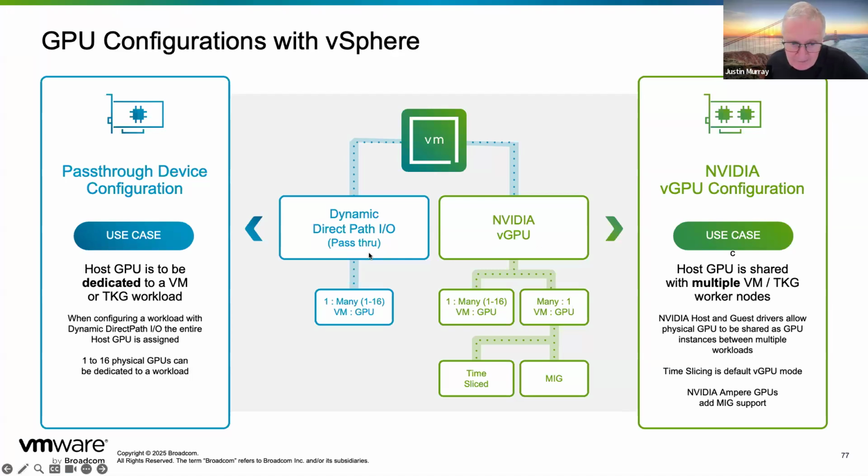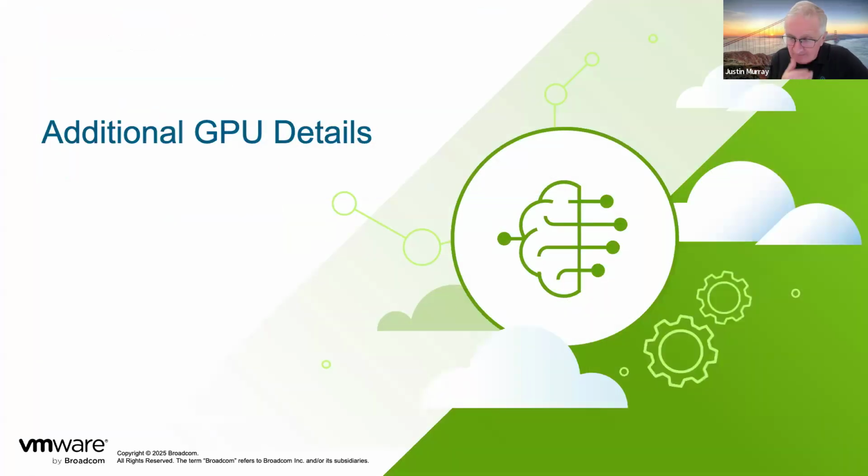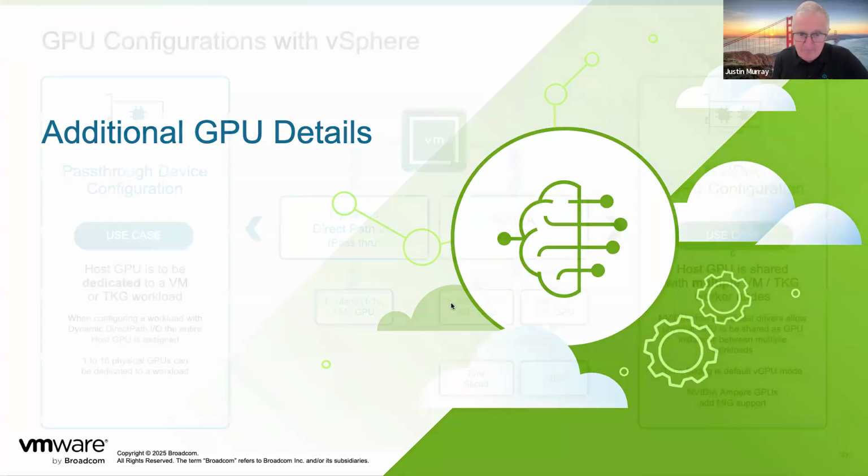We can do that in dynamic direct path mode. One to many can be allocated to one VM, or we can do it with virtual GPU mode. One to many can be allocated to one VM, one to many GPUs. And the benefit we get from the virtual GPU, of course, is the flexibility.